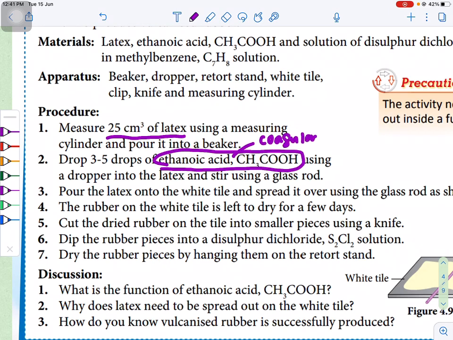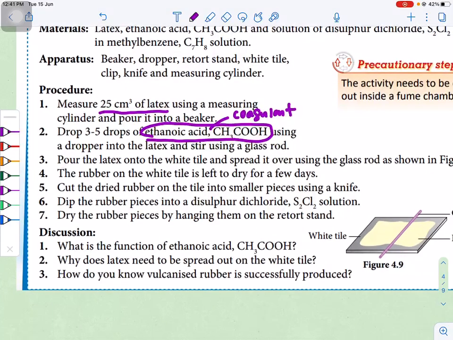Dia adalah sejenis coagulant. Okay, and then we stir and then pour the latex into white towel and spread using the glass rod. Sebab kita nak buat dalam bentuk yang nipis, bukan menggumpal tebal, dia dalam bentuk yang nipis keping macam tu.